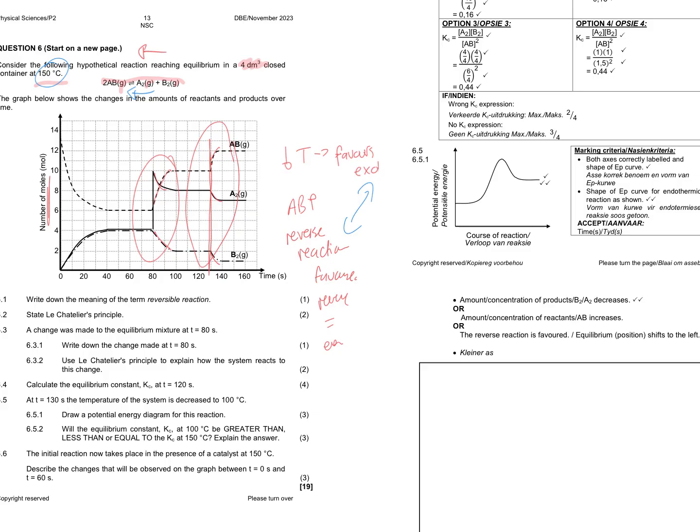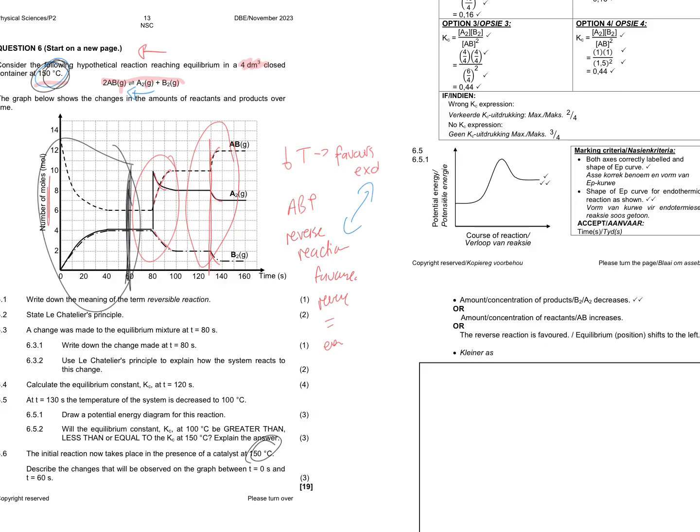Then for 3.6, the initial reaction now takes place in the presence of a catalyst. So the reaction that happened in the beginning is now happening with a catalyst. It always happened at 150 degrees, that is not a change, but now we have a catalyst. Describe the changes between t equals 0 and t equals 60. What is going to happen to that part of the graph?